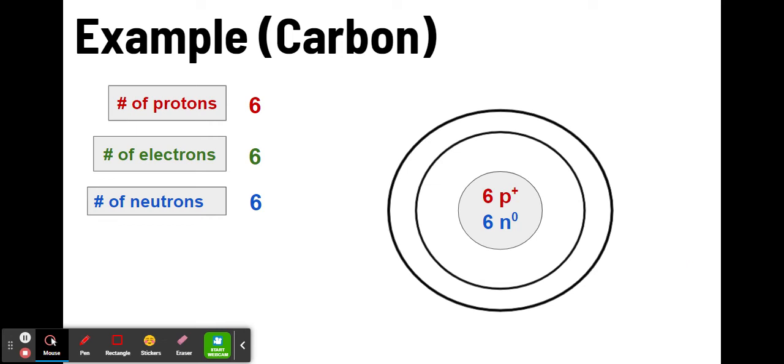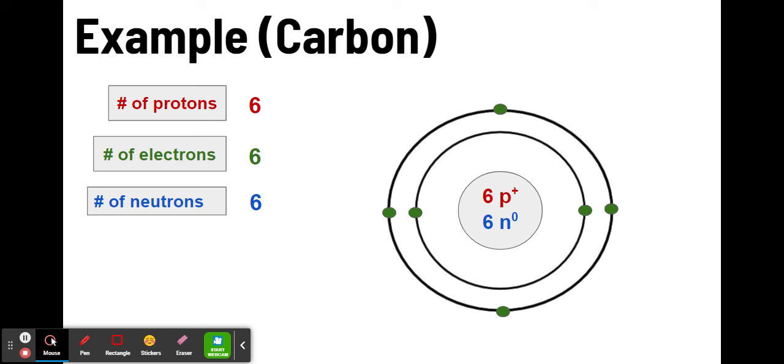Now it's time to draw the electrons. I have 6 electrons total, but remember the rule: only 2 of those electrons can fit in the first shell. So I draw 2 dots on that first shell, the first ring. That's the maximum. So I've already used 2. I'm trying to get to a total of 6. So then how many do I need to draw in this outer shell? I have to draw 4. 4 plus 2 is equal to 6.